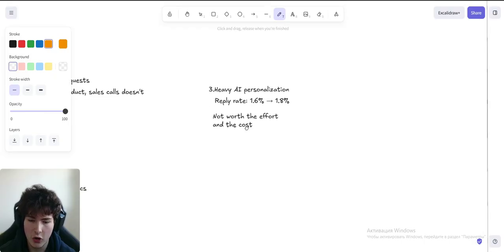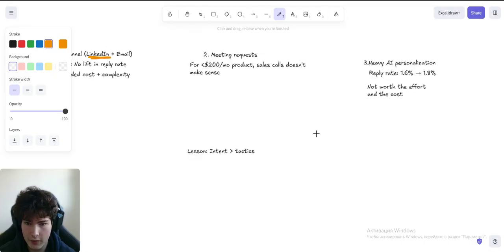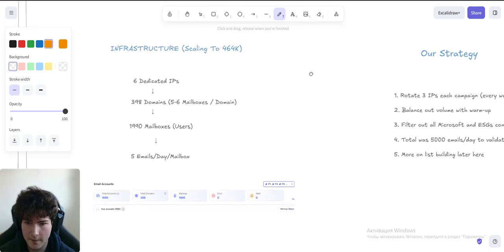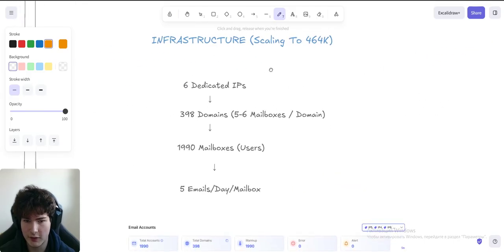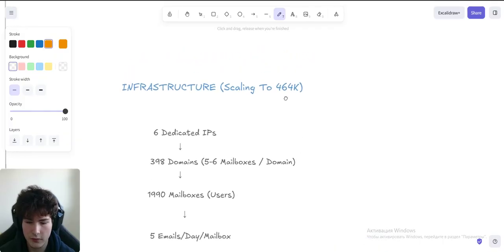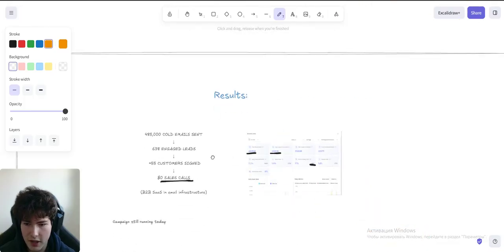So yeah, the ROI was actually lower. What we learned is that intent is actually more important than tactics. Then I'm going to break down the exact infrastructure that we were using to scale to 600. Wait, yeah, I just didn't update the numbers.